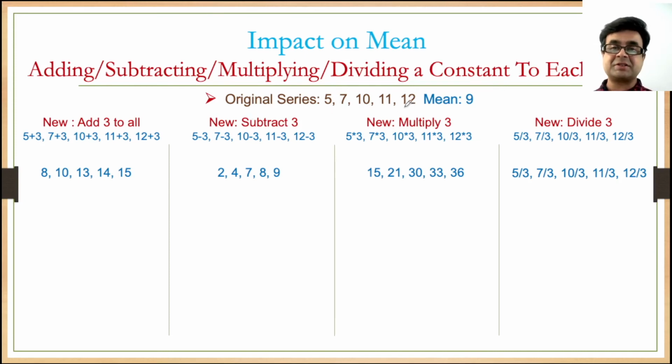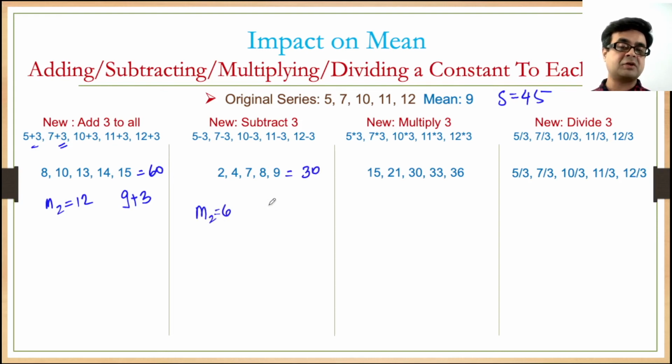Again, my original series is the same as before, my mean being 9 and my sum being 45. In the first case, I am adding 3 to all the numbers in the series, so 5 plus 3, 7 plus 3, and so on, which gives me a new sum of 60, which brings my new mean to 12, which is actually nothing more than 9 plus 3, so original mean plus 3. Now let's subtract the same number 3 from all of the numbers in the series, and I get these new numbers with a sum of 30 and new mean of 6, which is nothing but my original mean minus 3.